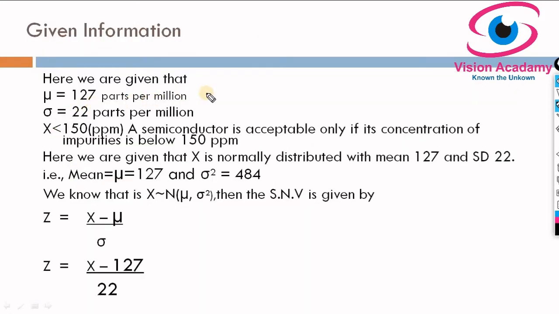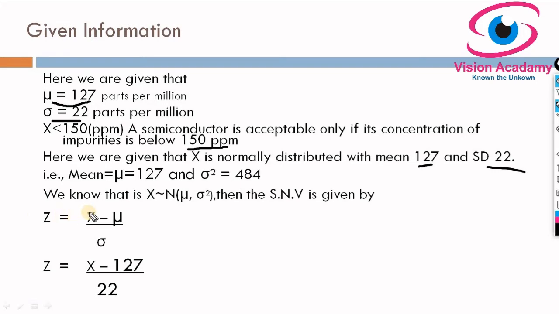Firstly, from the problem, let us extract the given information. As I told you, mu is 127 parts per million and standard deviation is 22 parts per million. And we know that a semiconductor is acceptable only if its concentration of impurities is below 150 parts per million. So I have taken X less than 150 ppm. Here we are given that X is normally distributed with population mean 127 and standard deviation 22, which means mu, or mean, equals 127 and variance is 484.